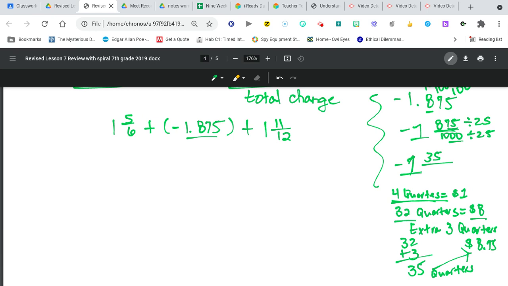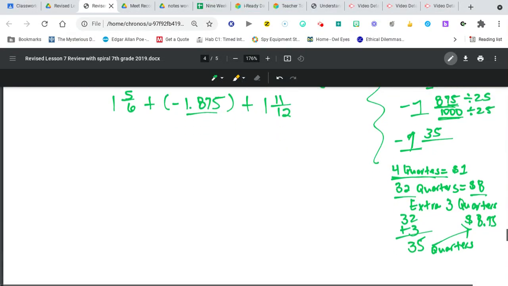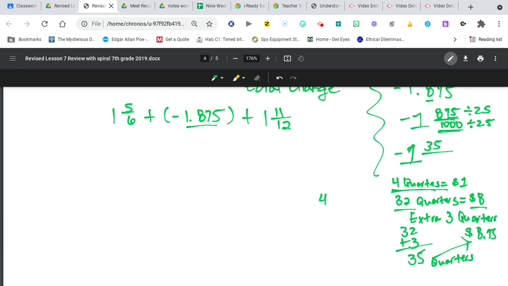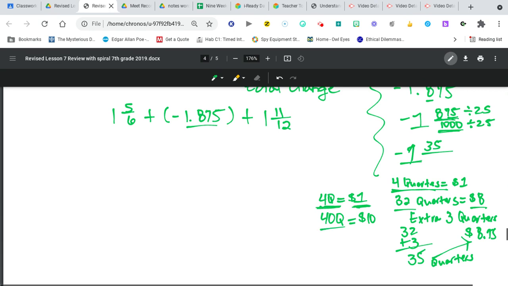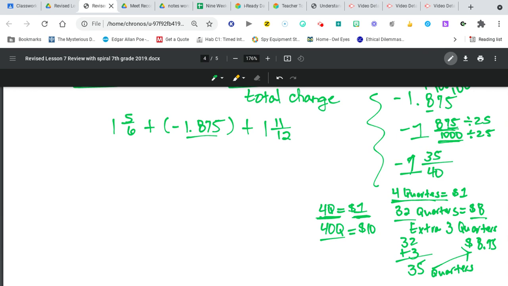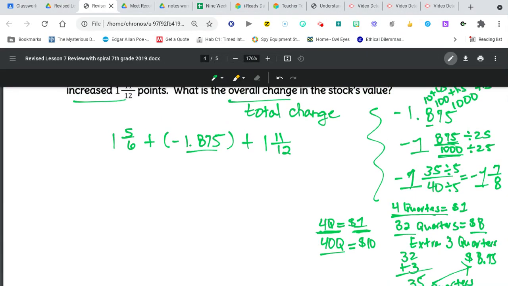Now you just ask yourself, how many quarters would it take to make $10? Well, if it takes 4 quarters to make $1, it's going to take 40 of those quarters to make $10. In other words, you need this 10 times, because to get from 1 to 10, you need to do it 10 times. So you need 10 of these, which makes 40. Then I'm just going to divide both of these by 5. So I end up with -1 and 7 over 8. And that looks so much better than -1 and 875 thousandths.